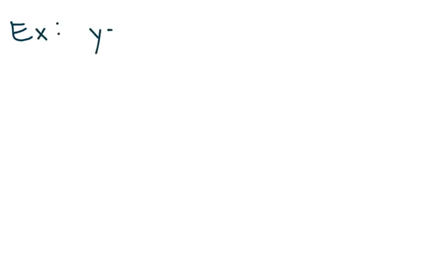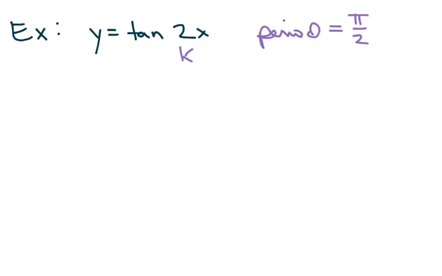Let's look at the tangent of 2x. All right, so the period is going to change because k is 2. So the period is going to be pi over 2. So instead of the period being 1 pi, the period is going to be pi over 2. That shortens the length of the distance between the asymptotes. So how am I going to determine where to put those asymptotes?